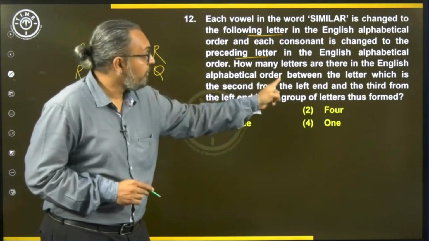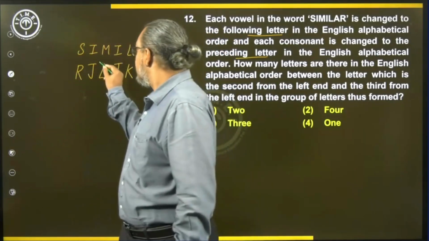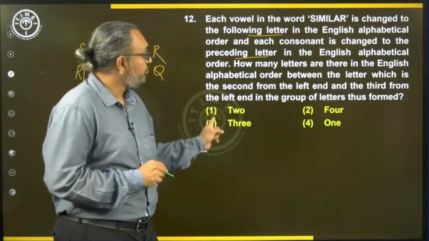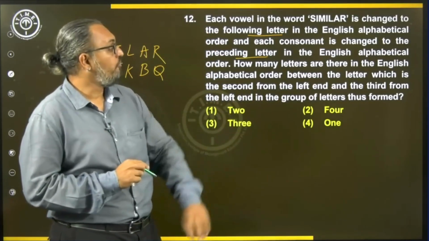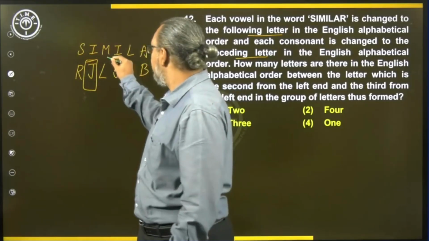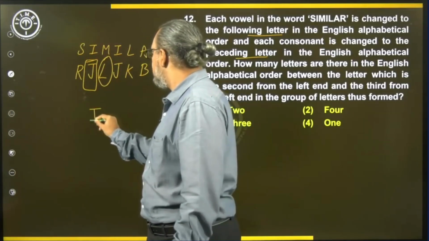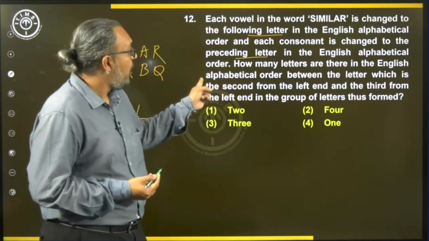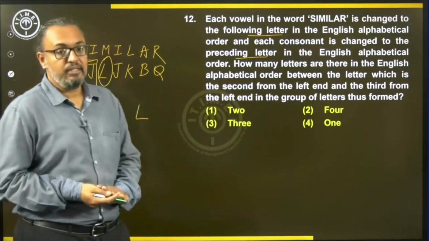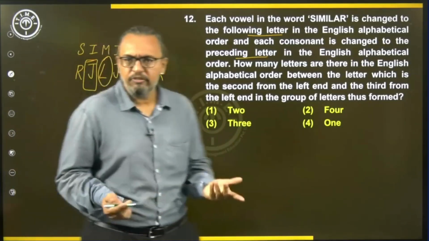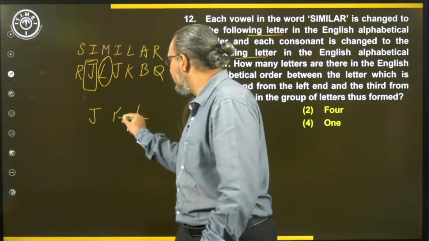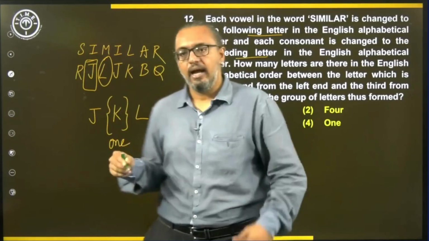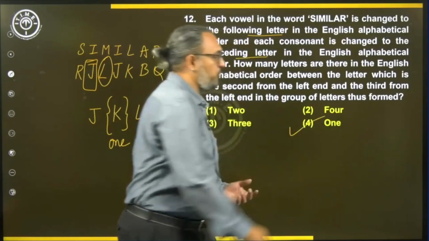Now the question is, how many letters are there in the English alphabetical order between the letters which is second from the left end? So second from the left end is J, and the third from the left end in the group of the letters thus formed is L. So between J and L, how many letters are there according to the English alphabet is what he is asking. So between J and L, which is the only letter you have? K. So the answer is 1, and 1 is available in fourth option.